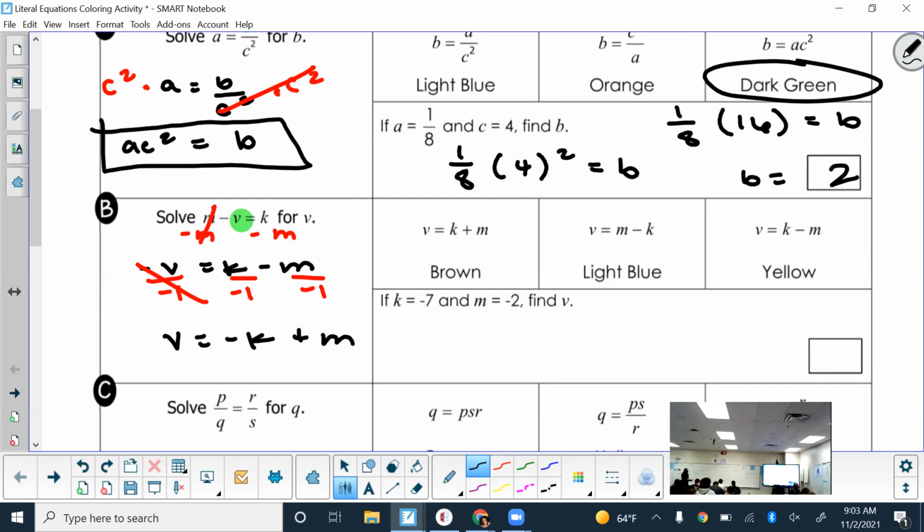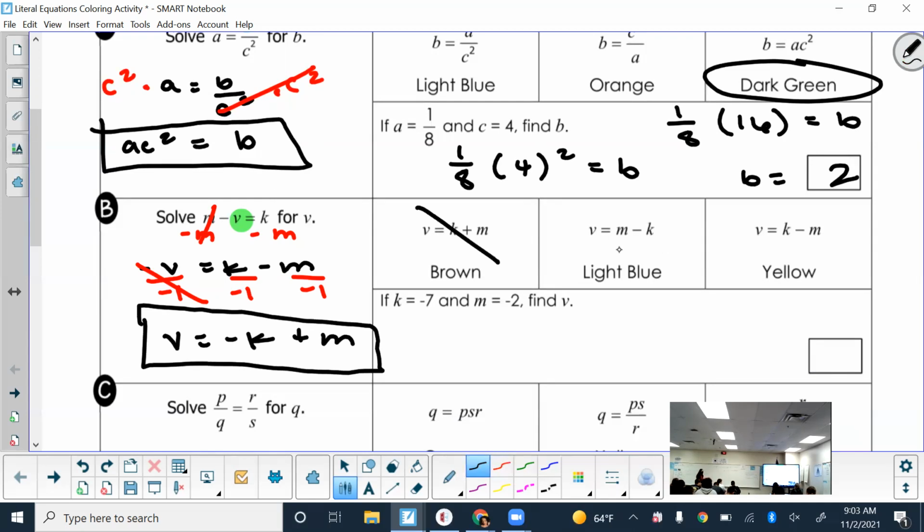Good. Now this is my answer, but do any of these ones match exactly the way that I wrote it? It's a little bit different, right? But just make sure these have the correct signs. Look at the brown option. Is K negative in that one? No. So then it cannot be this option. What about in the light blue option? Is K negative? Is M positive? So it's probably this one, but let's double check the yellow. Is K negative? So then it can't be the yellow one either. Does that make sense?